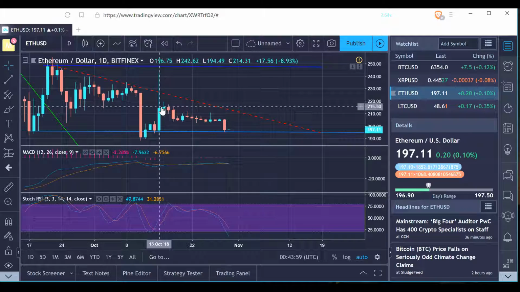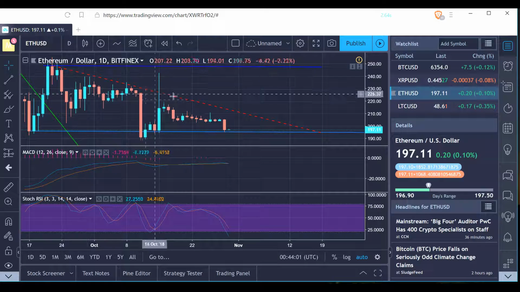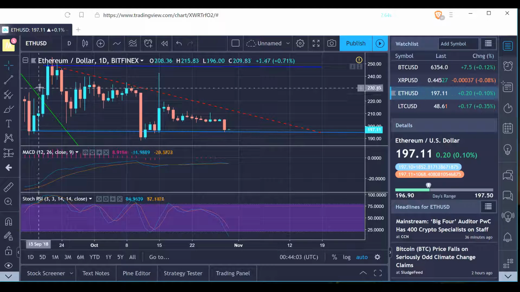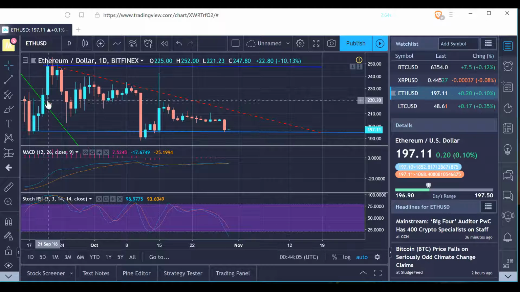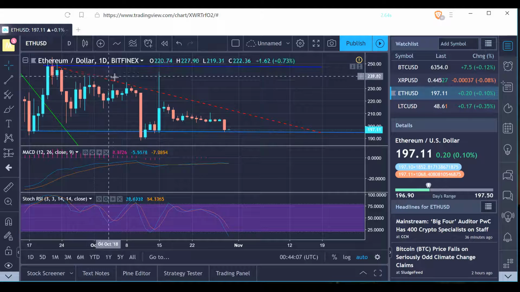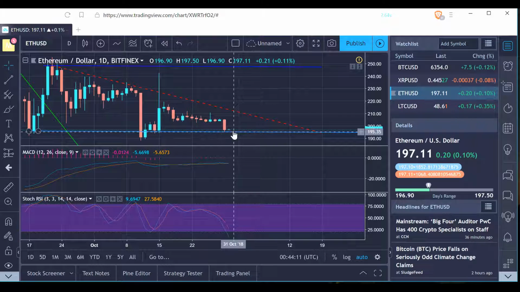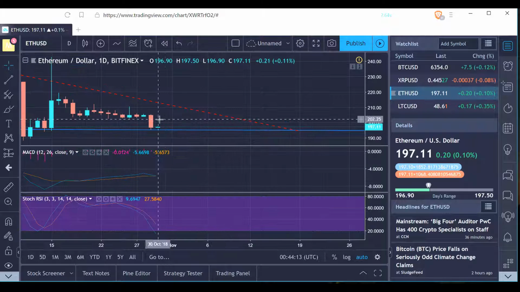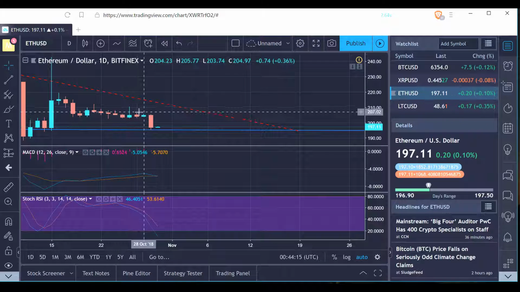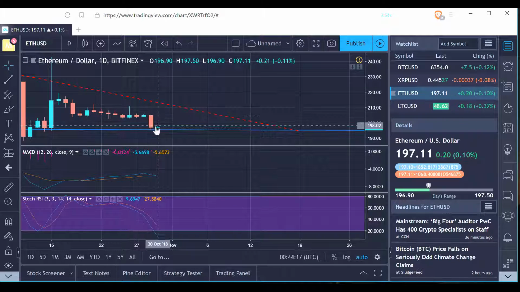Now, Ethereum, we've been in this descending wedge or descending triangle after we broke out of the old resistance. So we formed a new level of resistance. We still are maintaining our level of support. And what we had is the same pattern happen here, an engulfing bearish pattern. But now we've tested this level of support. The question is can we maintain?